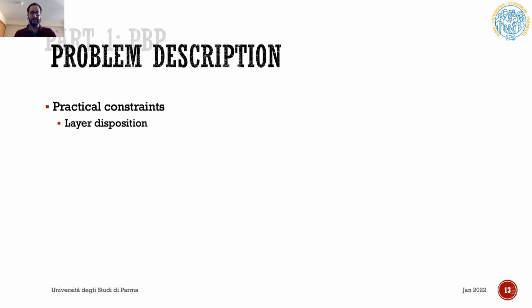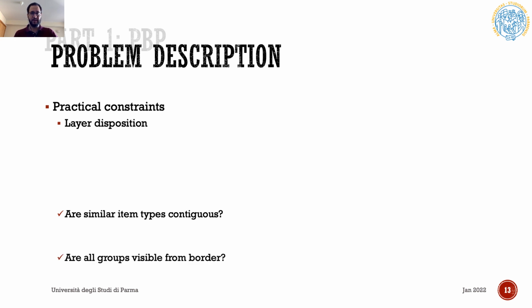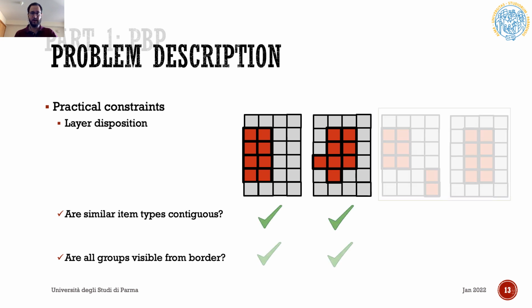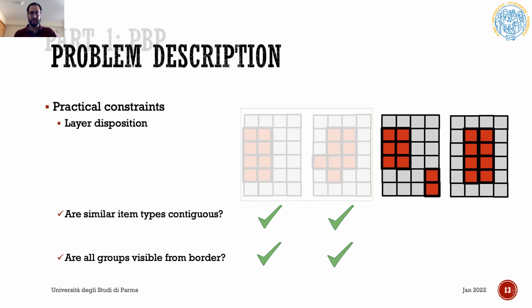That said, the family concept defines the layers disposition. First, items of the same type must be contiguous. Second, at least one item of a group must be visible from the border. I'll give you an example. Considering these figures, the first two meet both requirements, as we can check. On the other hand, the last two fail to meet at least one of them, right?